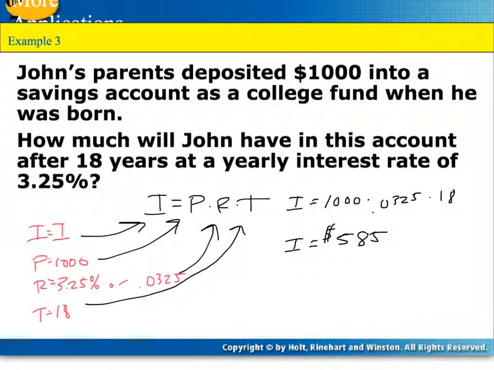No. We are trying to find the total amount. How much will he have in this account when he turns 18? Well, you have to take that 1,000, my original amount, plus 585, and that turns into 1,585 after 18 years. He has that much in his account. All right? Awesome.